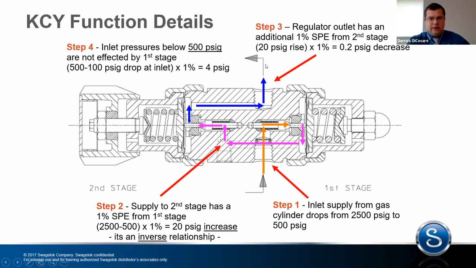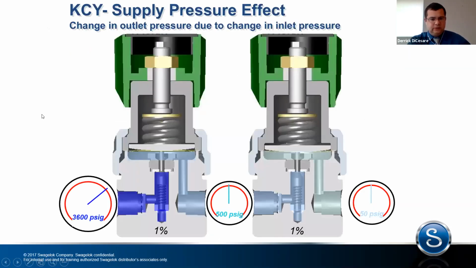There's some other notes in here about how the supply pressure effects works, but we're going to talk about that instead right here. So the two-stage regulator is being shown as two different single-stage regulators just to show what the effect happens on this middle stage and the outlet pressure. Same scenario, you've got a 3,600 PSI cylinder, you're trying to control it to 50 PSI.